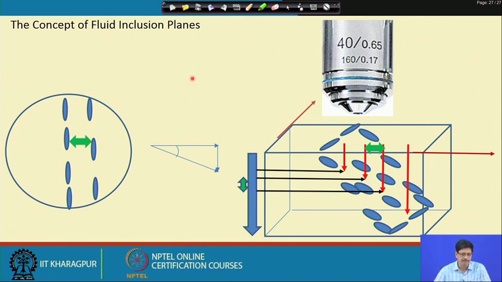Now, we will discuss something on the same situation, the application of fluid inclusion to the study of deformation of rocks, and in this we would just like to discuss the concept of what is known as fluid inclusion planes. Through this cartoon I have just tried to explain what exactly it would be.